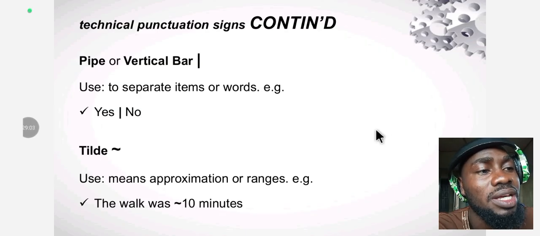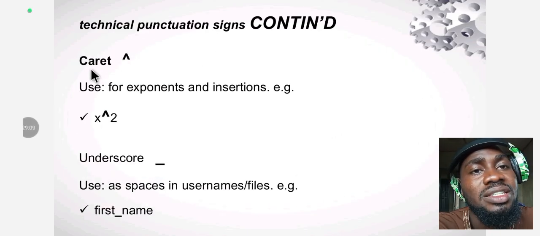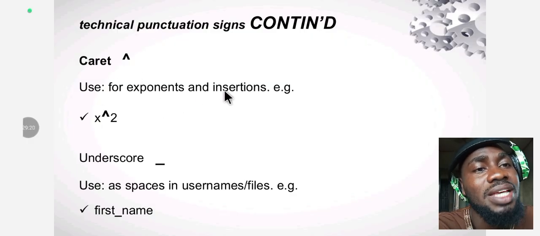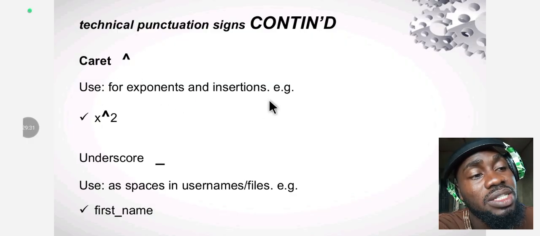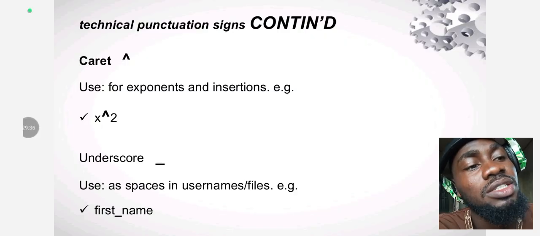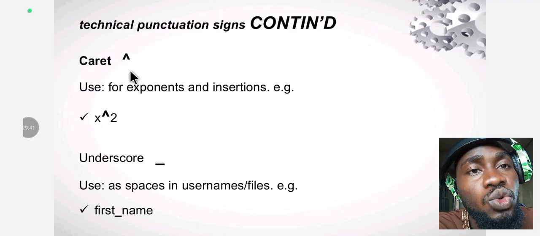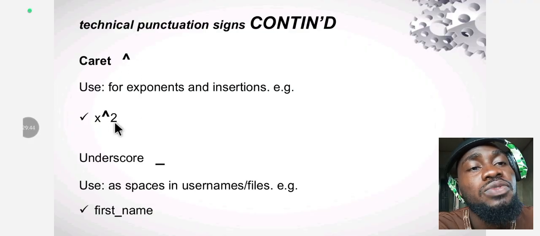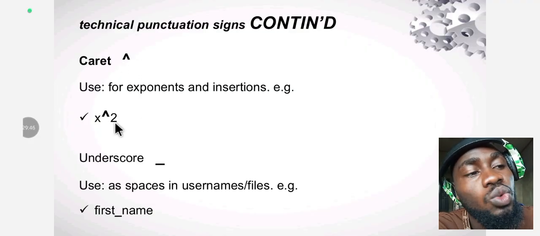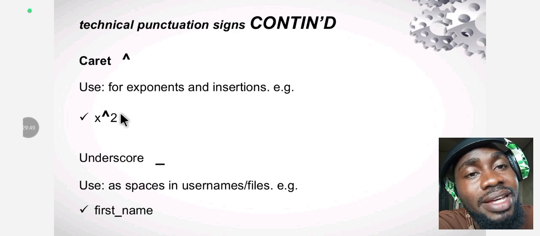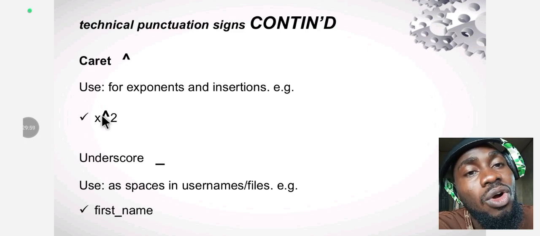Moving on to the next. The next we have here is caret. And this is the sign of a caret. What is it used for? For exponents and insertions. You know what exponents are? Exponents are squares. That's what they normally call it in school those days. Square. When you want to do square, okay, that's where you use this caret. Okay, use it for square and insertion to tell the reader that there is something at the top right of the letter or of the item.